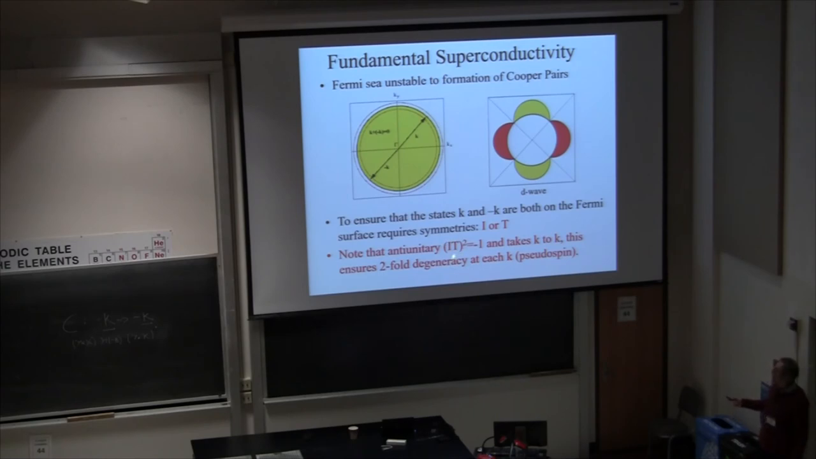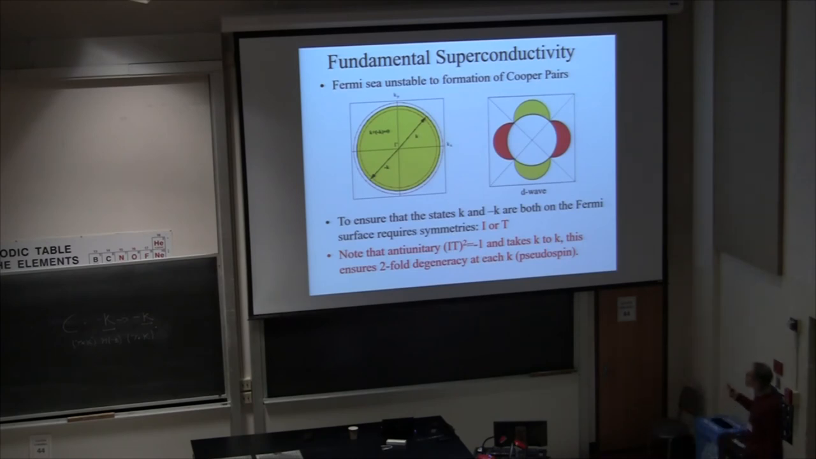And because this operator squares to minus 1, this guarantees that on this Fermi surface, at each momentum k, we have a twofold degeneracy. And that twofold degeneracy we understand is spin up and spin down. All right. So here we're going into some more solid formation from the formation of Cooper pairs. We need to have one of these two symmetries. And then also, if we have both these symmetries, which I'll assume throughout the talk, in the normal state, we're going to have a double degeneracy at each k, one for spin up and one for spin down fermions. And that's a very general statement that follows from this.